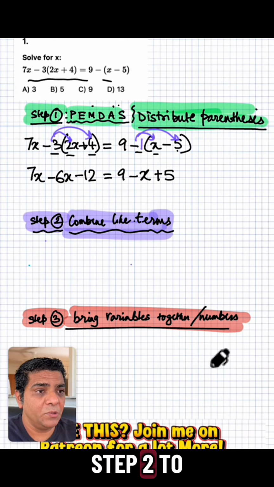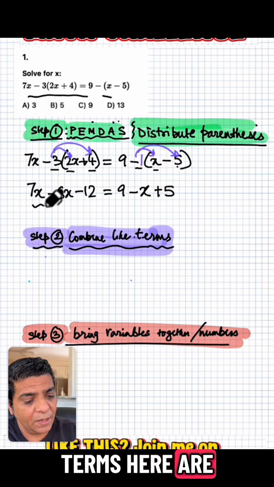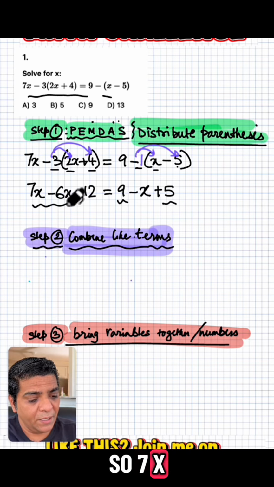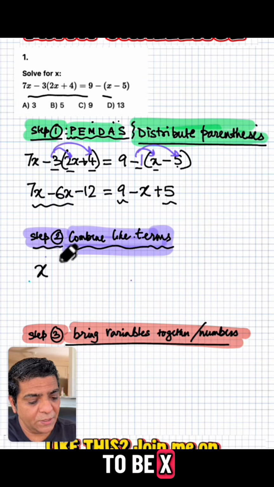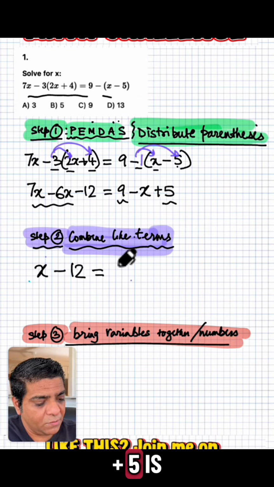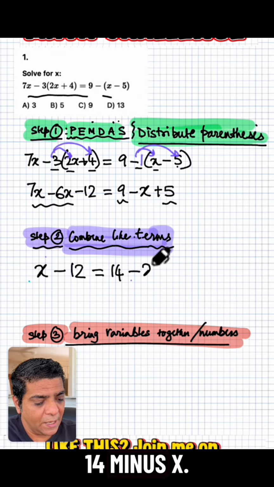In step 2, we are going to combine like terms. The like terms here are the 7x and negative 6x, and on the right hand side, the numbers. So 7x minus 6x is just x, and then there is a minus 12. That is equal to 9 plus 5, which is 14, minus x.